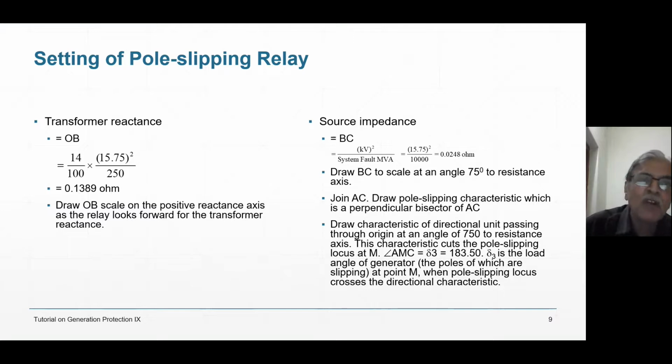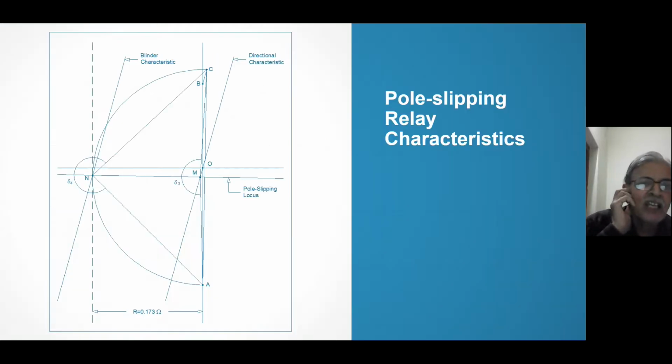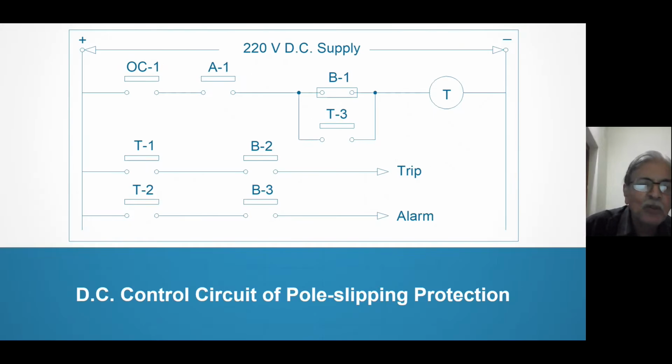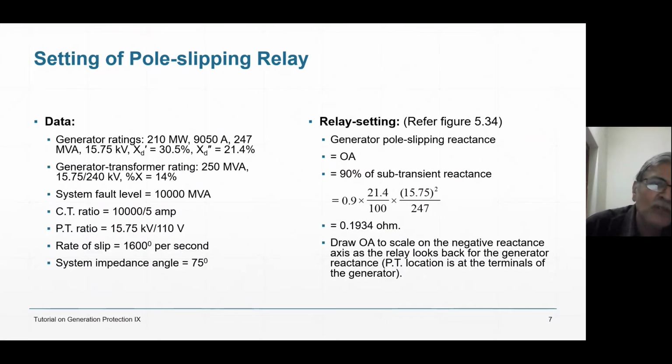If the timer has not timed out, if there is something else, then the timer will not time out and the characteristic will cross the blinder. If the timer has not timed out and the characteristic crosses, then tripping will not occur, because the timer is also in the trip and alarm circuit. So because of any cause other than asynchronous working, the mal tripping will not occur. That is taken care of.